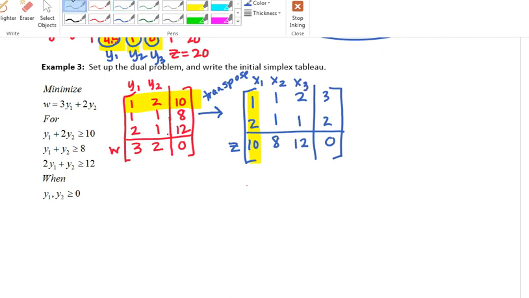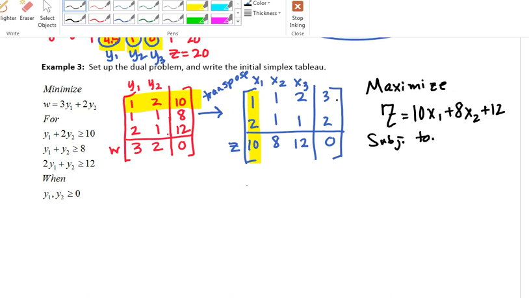Now I am ready to write my dual problem. So my dual problem should start off with the word minimize. And we're going to, not minimize. Silly Mrs. Leahy. I already have a minimize. The dual is a maximize. All right, maximize. And I'm going to use this last row. This is going to read z equals 10x1 plus 8x2 plus 12x3. Subject to.